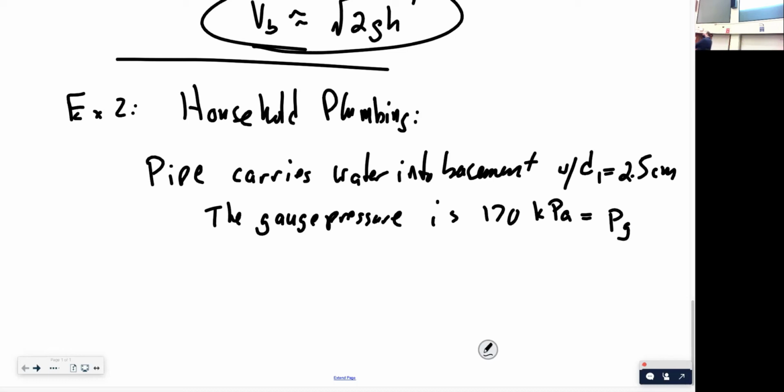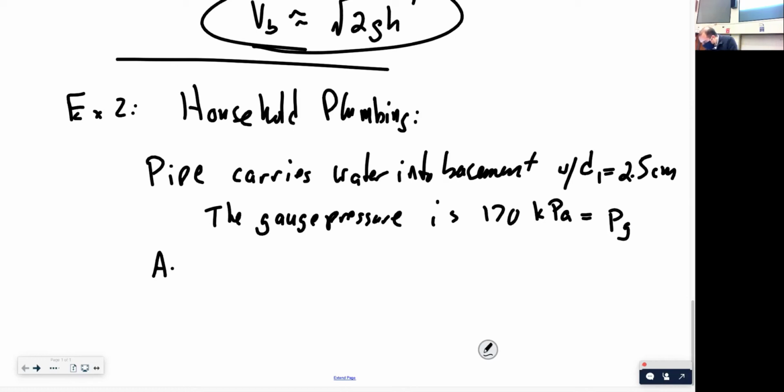Now, this is the gauge pressure, right? So the true pressure in here is this plus atmospheric, because atmospheric is going to be outside. So the true pressure, if you wanted to actually put the pressure here, would be this plus another 100 kilopascals, but it's more like 270 kilopascals. This is the difference between the pressure of the water inside the pipe and atmospheric. That's what gauge pressure is.